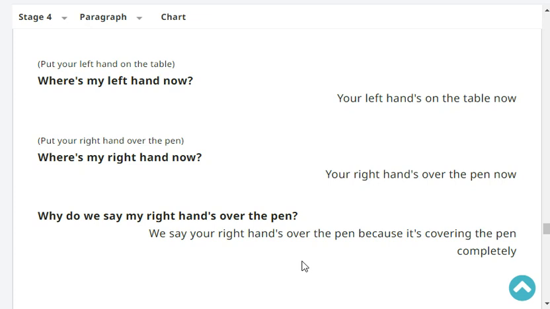Why do we say my right hand's over the pen? We say your right hand's over the pen because it's covering the pen completely.